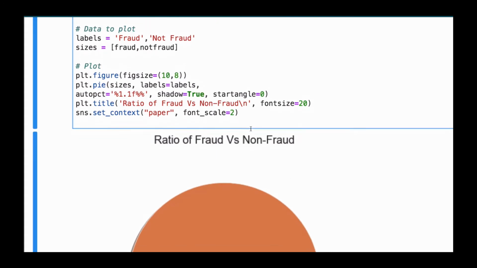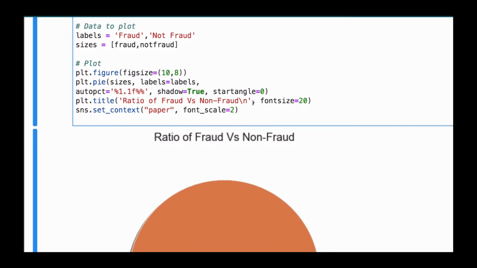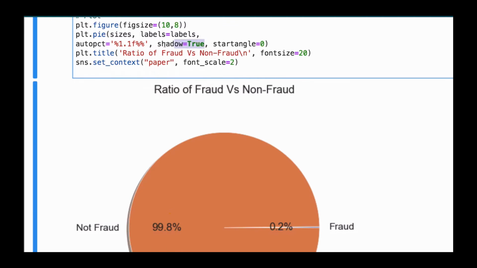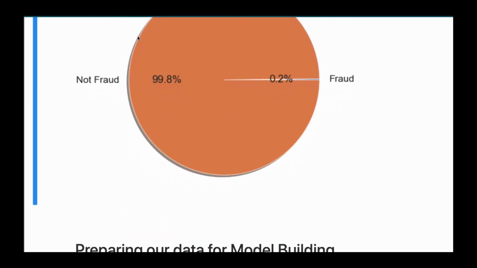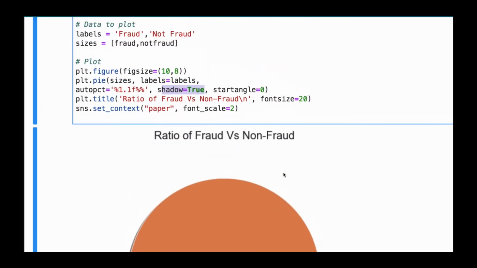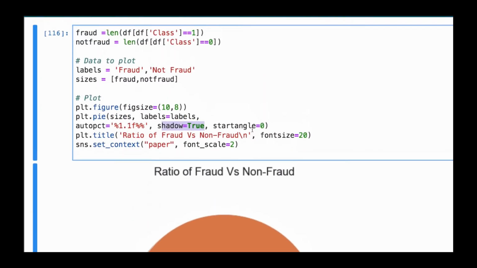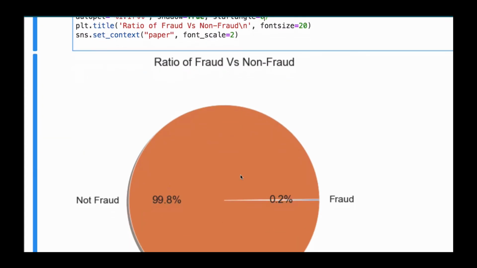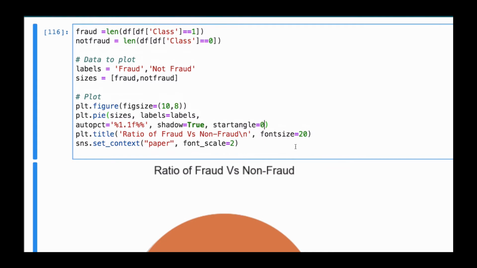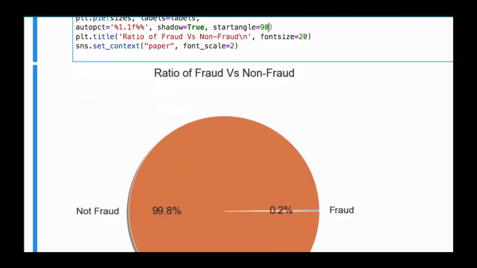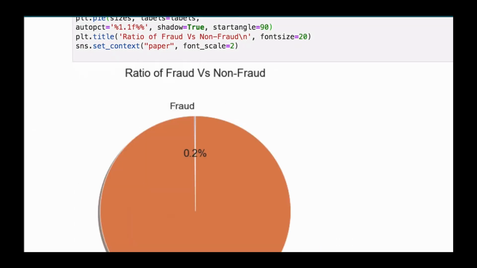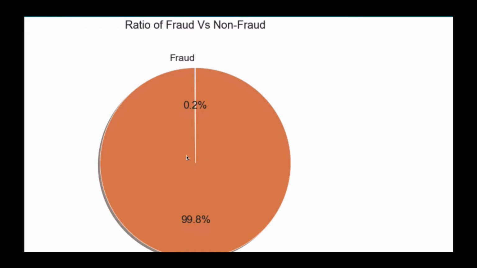Okay, and then we are saying that shadow is to be true, right? We have shadow to be true, which is this shadow that you're seeing over here. And then start angle is 0, so that is to start from 0 like that. Okay, you can even change it to say 90, so that it will be in the 90 form. If I change it to 90, you can see how it is being oriented for you.